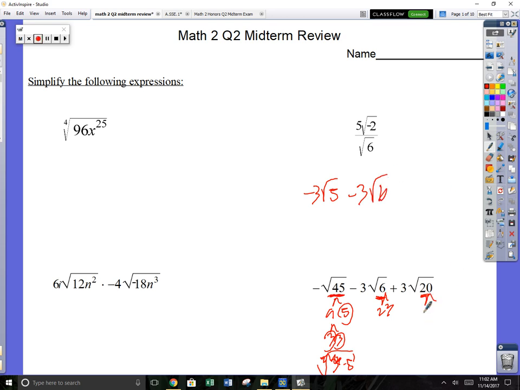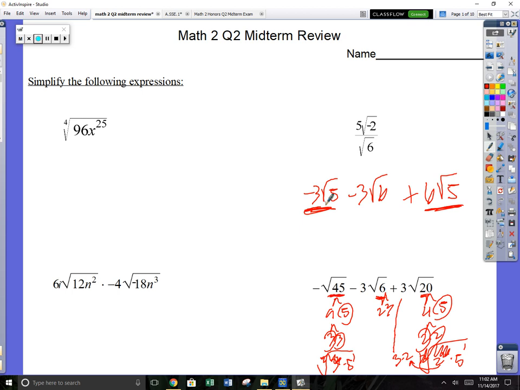20 is not done. 4 and 5, there's my square. 2 and 2. So it's 2 squared times 5 to the 1, and that square root is going to undo that square. So 2 is out, and there's already a 3 out, so you times them. So that is 2 times 3 is 6 square roots of 5. And now this is like terms with this.